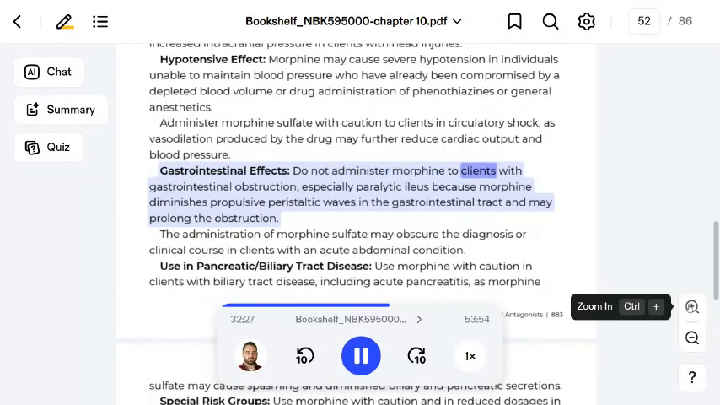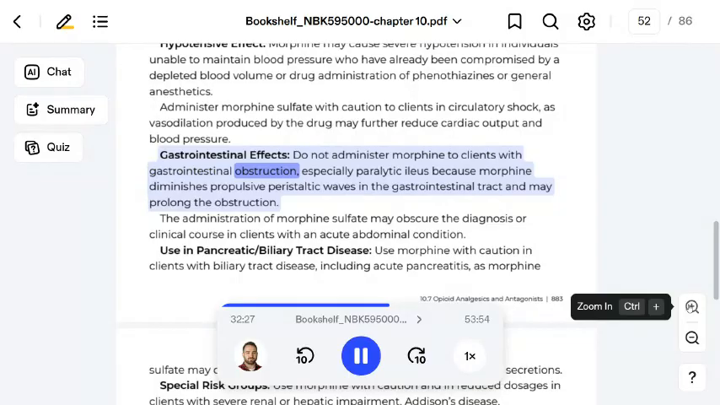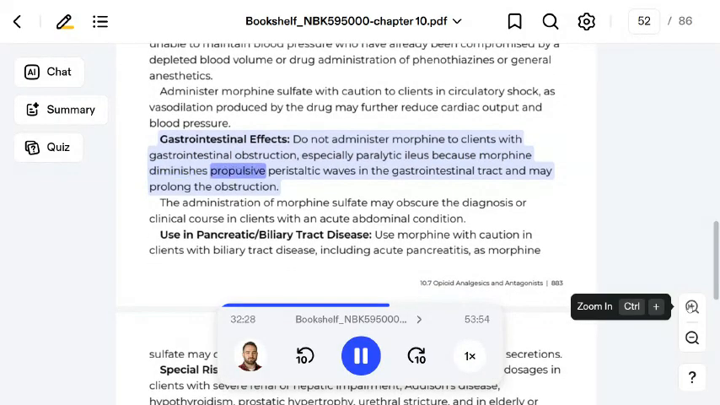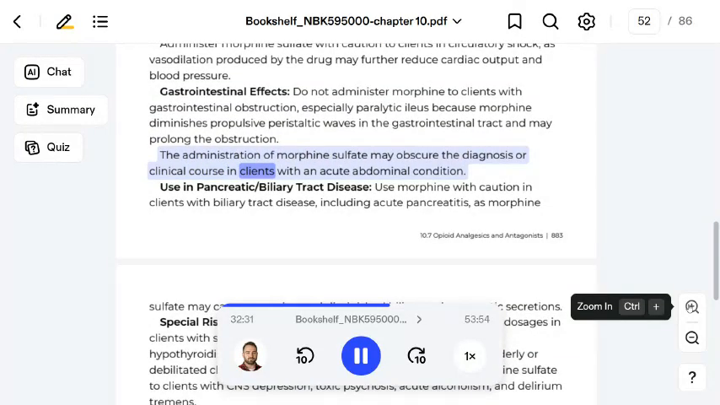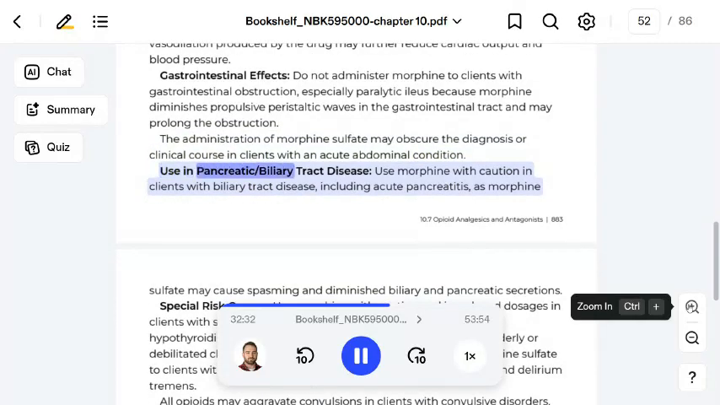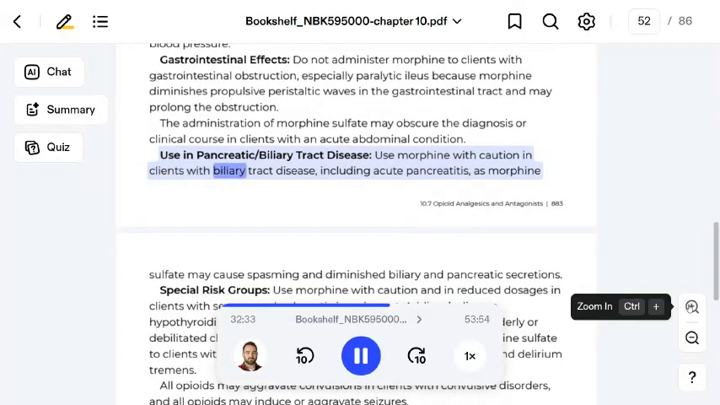Do not administer morphine to clients with gastrointestinal obstruction, especially paralytic ileus, because morphine diminishes propulsive peristaltic waves in the gastrointestinal tract and may prolong the obstruction. The administration of morphine sulfate may obscure the diagnosis or clinical course in clients with an acute abdominal condition. Use in pancreatic biliary tract disease. Use morphine with caution in clients with biliary tract disease, including acute pancreatitis.